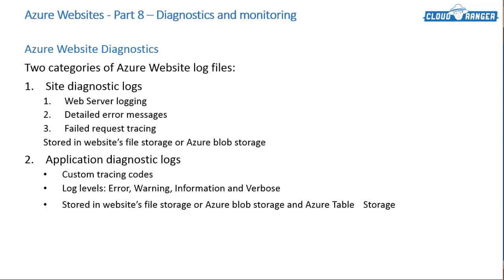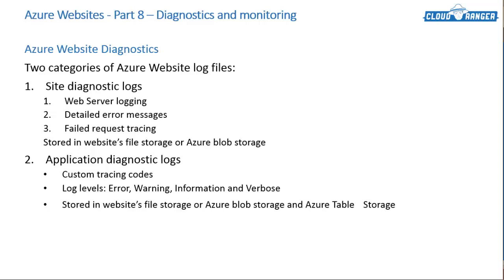And then we have failed request tracing. Failed request tracing is for when you need to isolate some sort of failure that's happening in the system, and you need to get into detailed traces and find out at which point these failures are occurring. Failed request tracing can be enabled on your website or web application to go through those logs and find out where the problems are. You need to store all these logs somewhere, so Azure websites log them in the website's own file storage, or you can dedicate a blob storage to store these logs. Most of the site diagnostic logs are almost similar to how you look at these logs today on-premise on IIS.